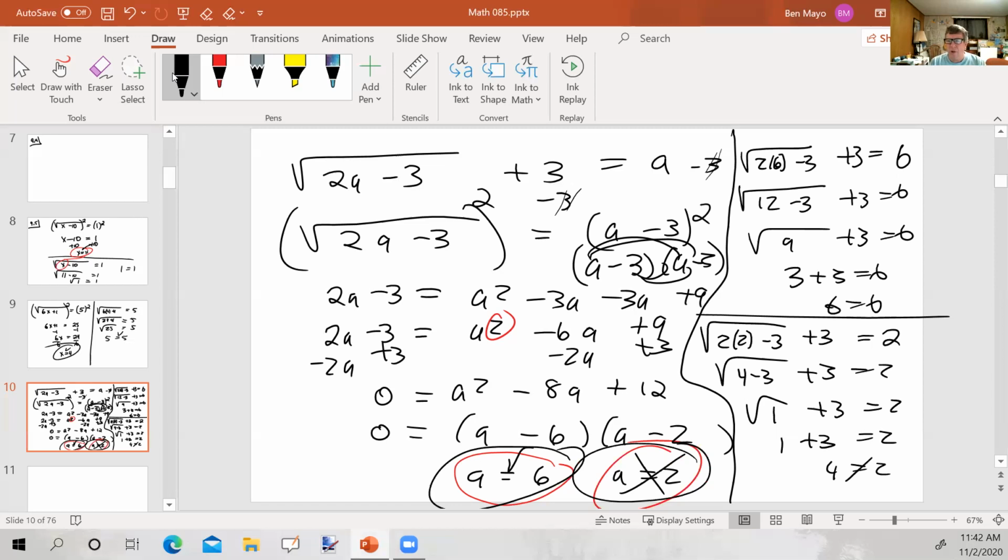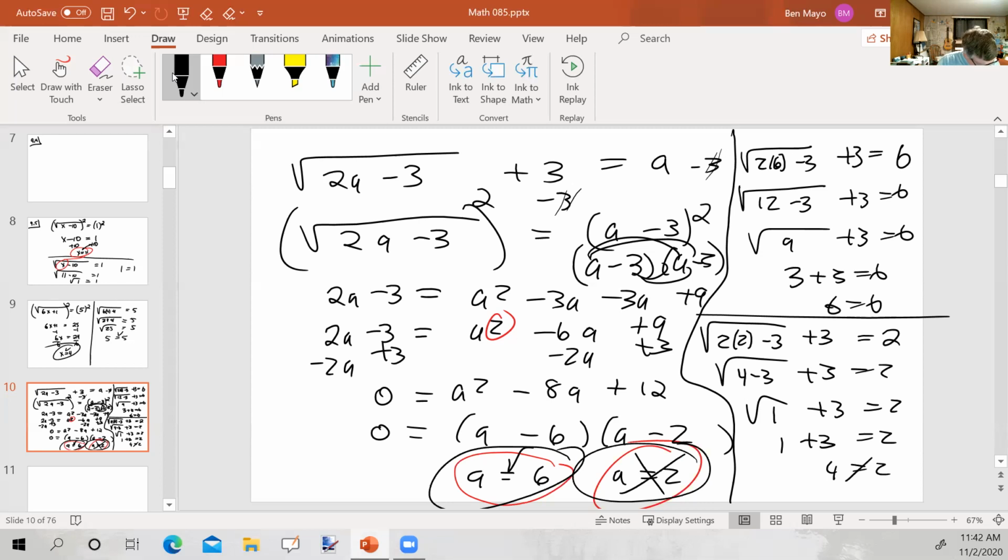Now, when you square both sides of an equation, or when you raise both sides of an equation to a power, squared, cubed, fourth, whatever, sometimes you create what are called extraneous solutions. That's kind of a strange word, I know. Those are solutions that we arrive at, but yet when we check them, they don't work. So for this problem, the two potential solutions were a equals 6 and a equals 2. A equals 6 is a correct solution. A equals 2 is not a correct solution. It is called an extraneous solution and does not work. Okay. Any questions there?